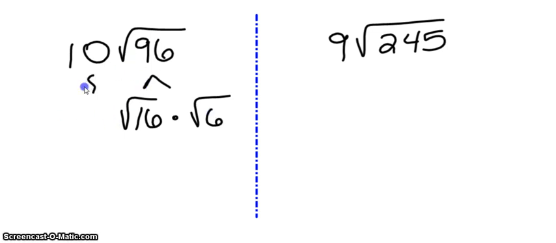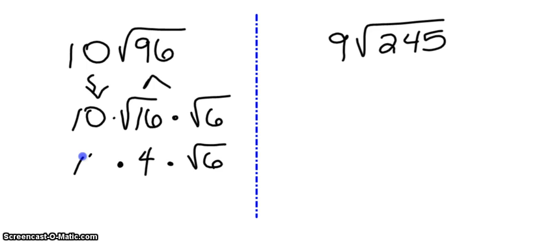I'm going to bring this 10 that's out front, that's multiplying our radical, and just write it down. I'm going to simplify the square root of 16 because it's a perfect square. I can say that that is 4. Rewrite this. Because the 10 and the 4 do not have a square root sign, so these are not radicals, we can multiply those. 10 times 4 would be 40. So my simplified answer would be 40 times root 6, or 40 root 6.